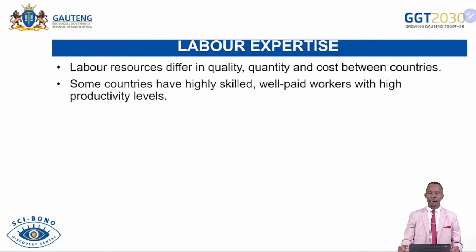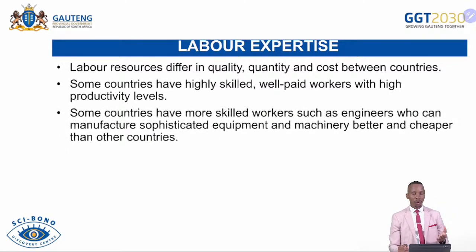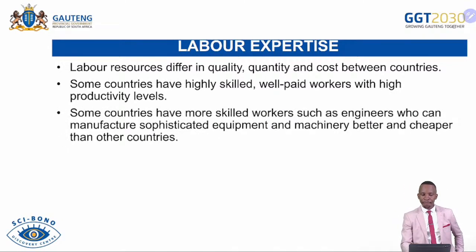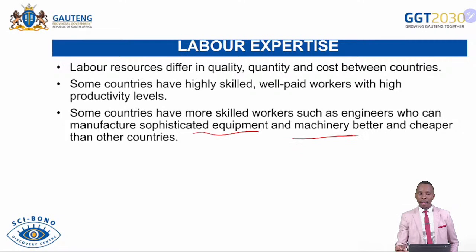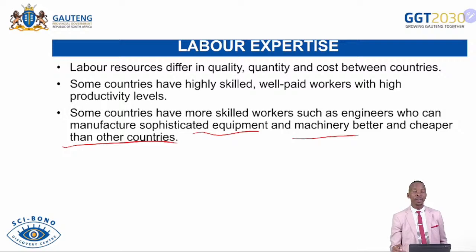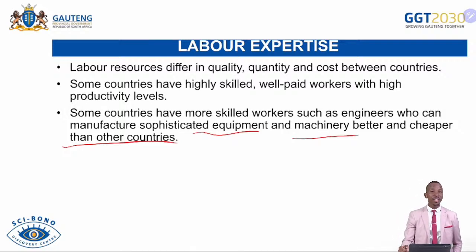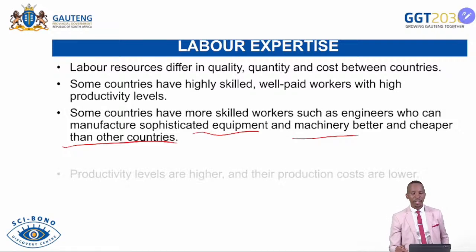So some countries have highly skilled labor, well-paid workers with high productivity levels, while some countries have poorly skilled labor, they are paid less, they are less compensated, and then they have less productive capacity. So those countries with more skilled workers, such as engineers who can manufacture sophisticated equipment and machinery better and cheaper, they can simply produce anything possible technically, and they produce it at a lower cost. Those countries are standing to supply the rest of the world with those particular goods and services.